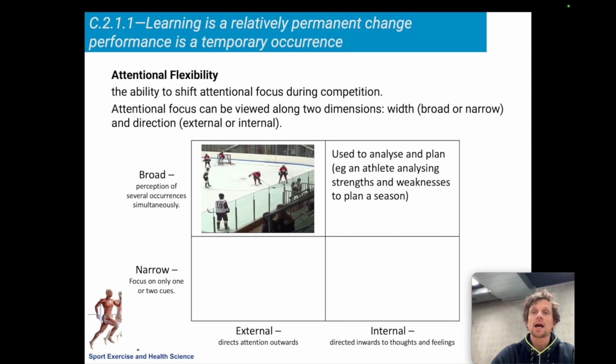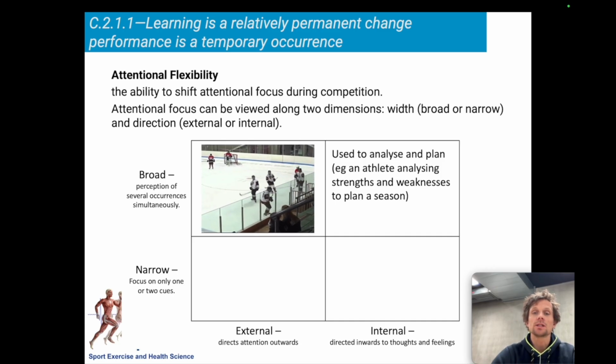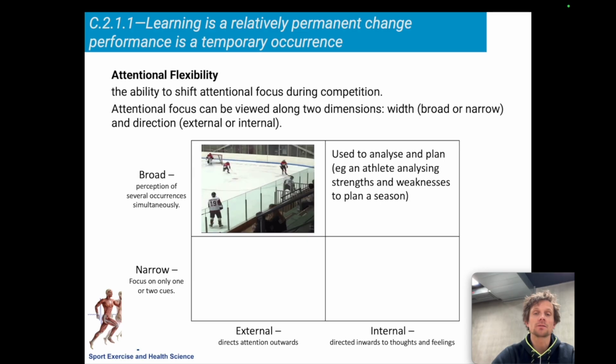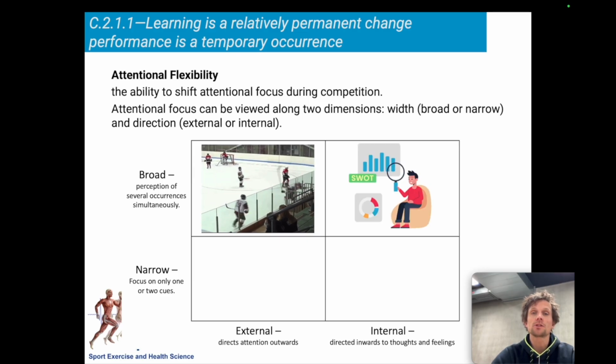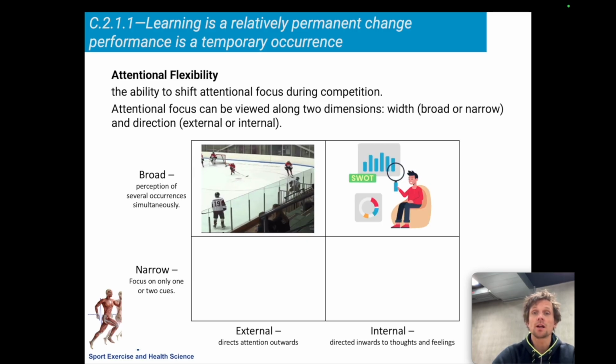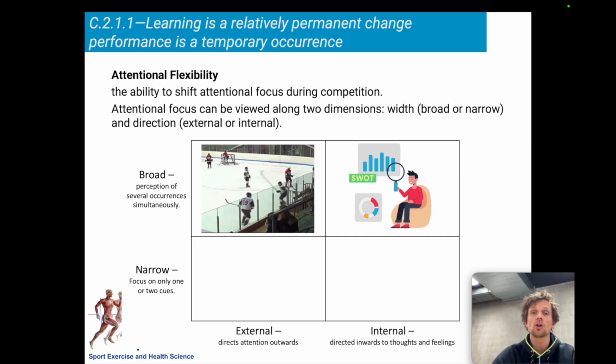For example, it's an athlete analyzing strengths and weaknesses in order to plan a season. So we're thinking broad because it's a whole season. However, we're looking internally because we're looking at strengths and weaknesses arising from the internal elements of that athlete. For example, being able to sit there at the beginning of a season and identify your strengths, weaknesses, opportunities, and threats that are going to appear throughout the season in order to be able to anticipate and plan for them.